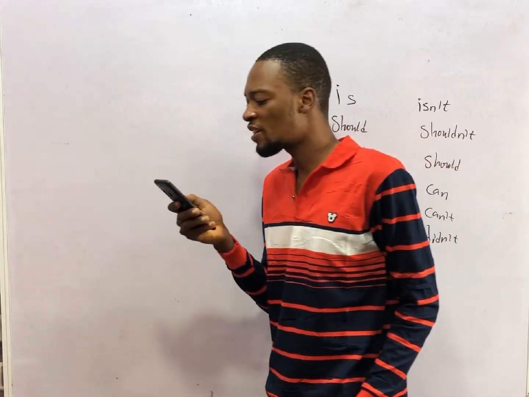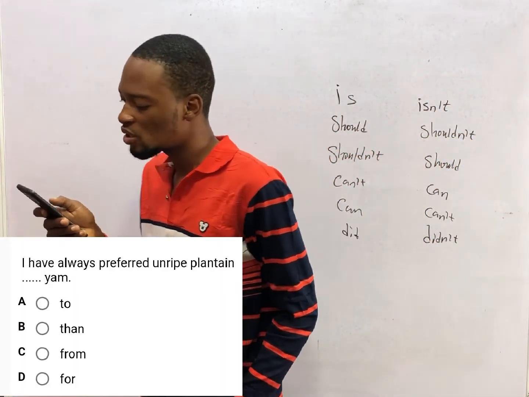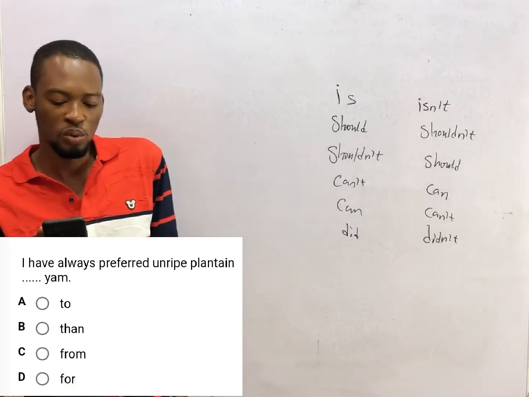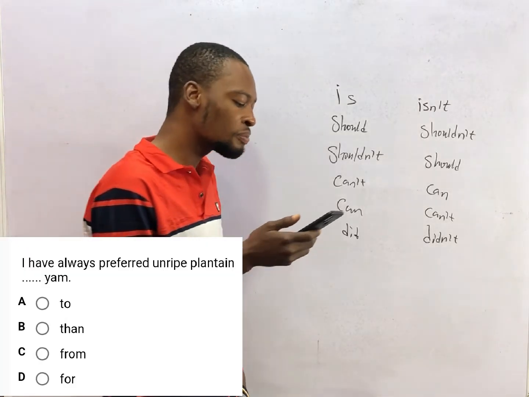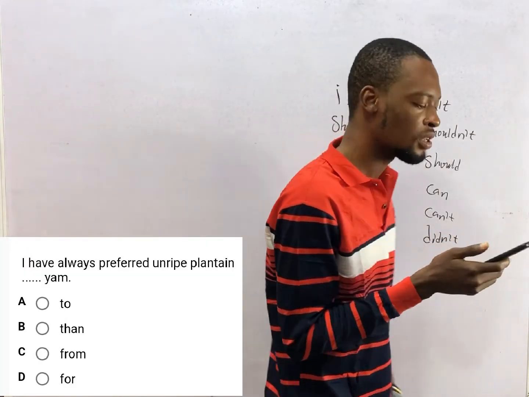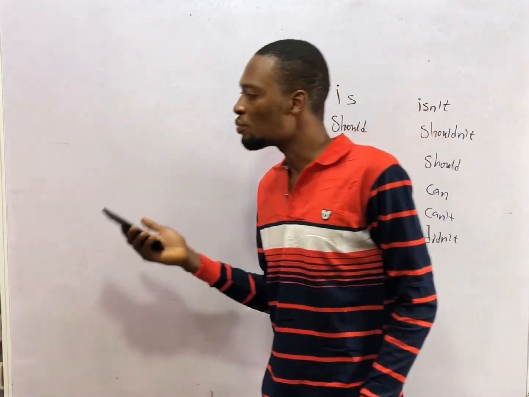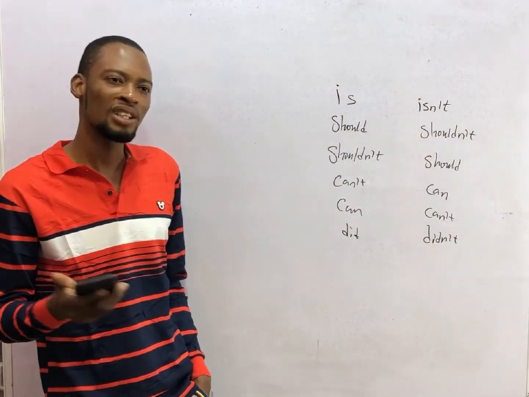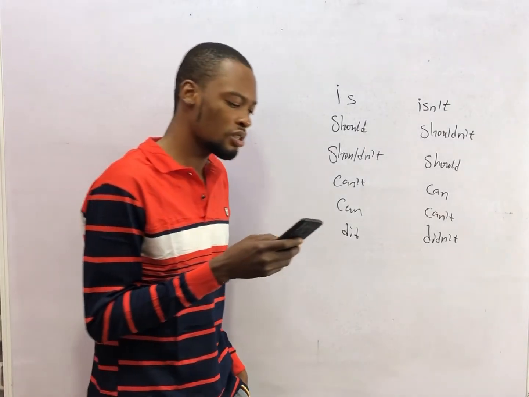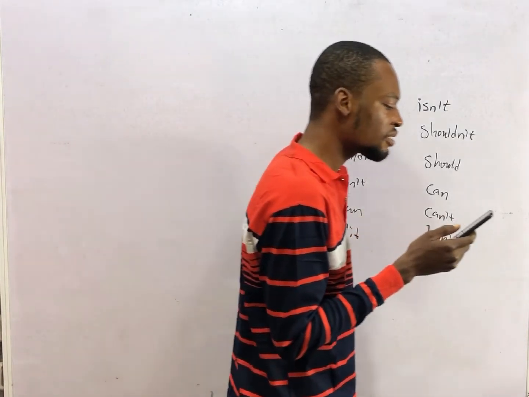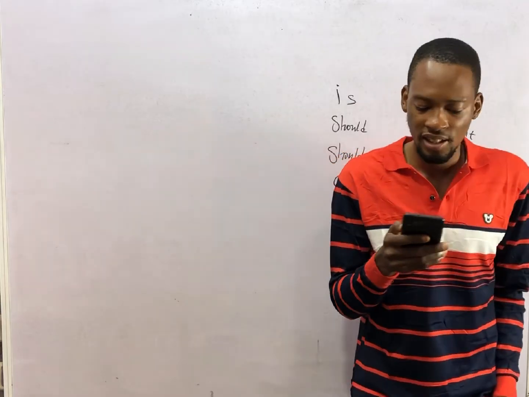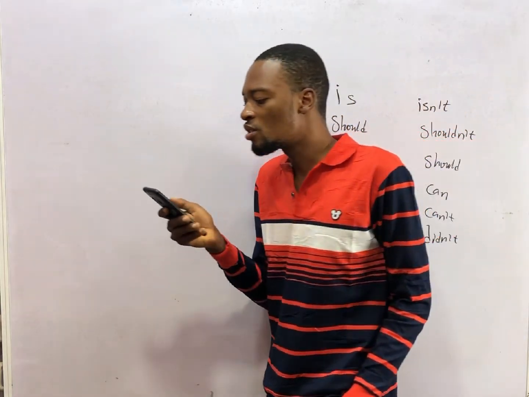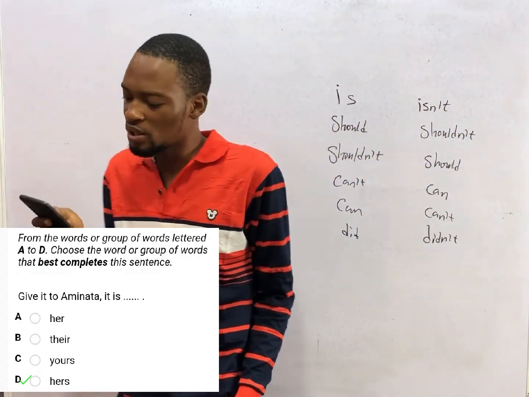I have always preferred unripe plantain to yam. You prefer to, you don't prefer down, or you don't prefer for, or prefer from. I prefer A to B, not I prefer A than B, or I prefer A more than B. Those are wrong statements. Give it to Aminata. It is hers. Okay, this is showing possession. It is her own, hers.